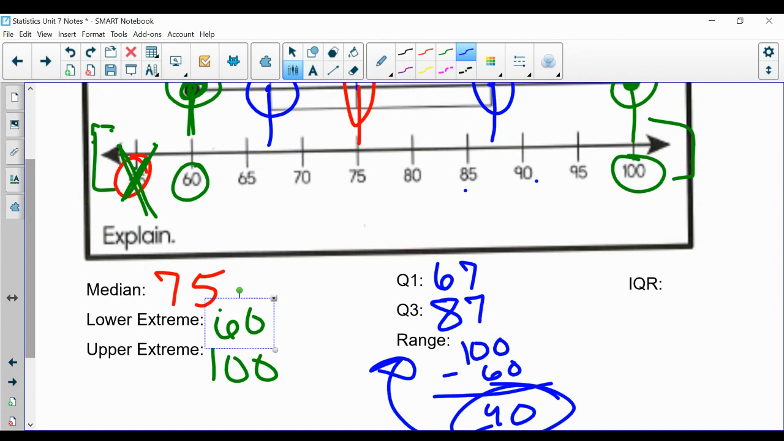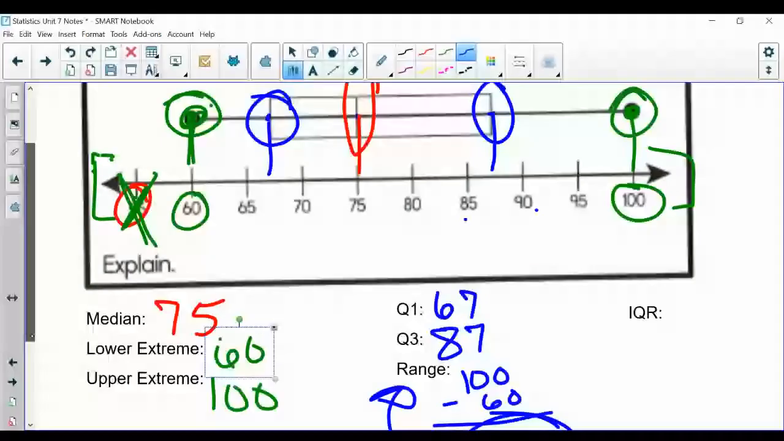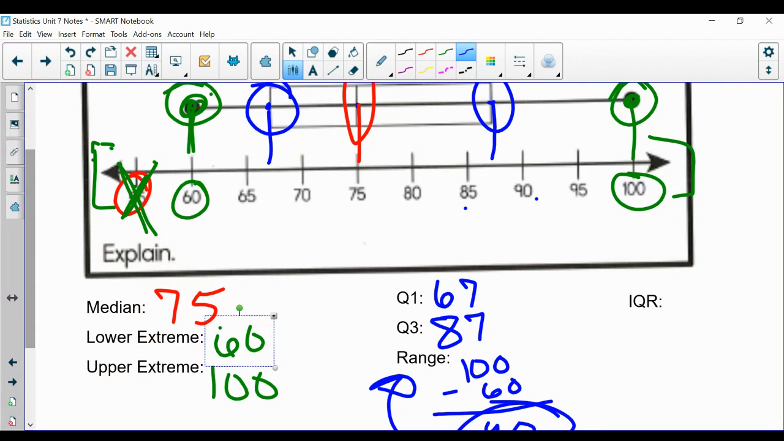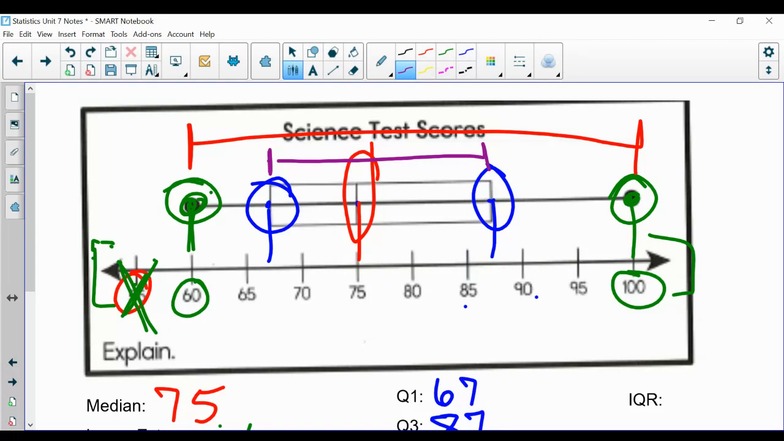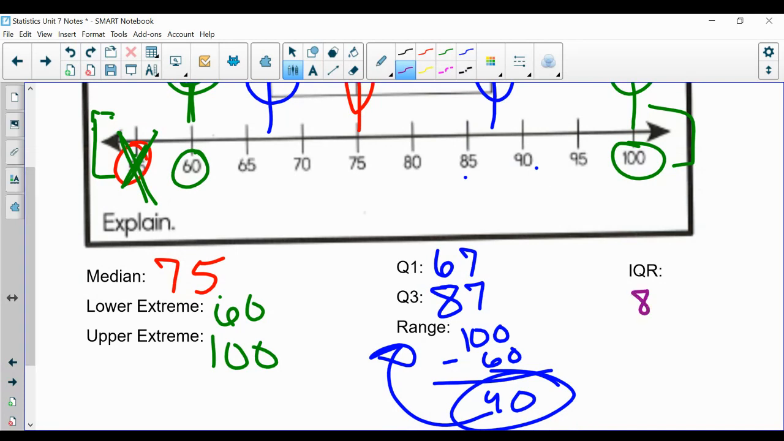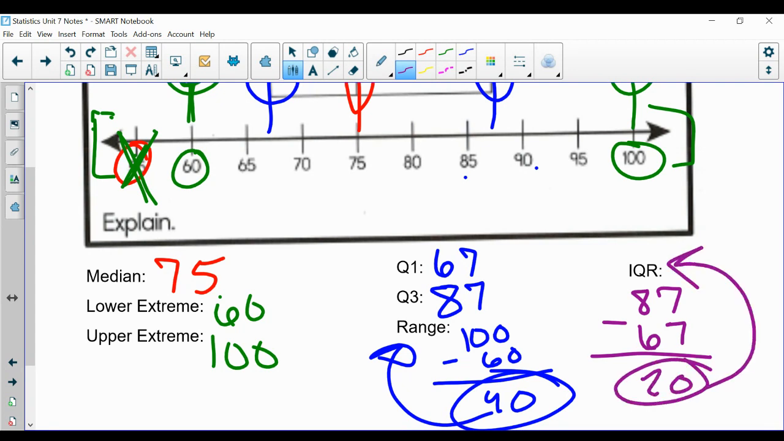Now your IQR, remember that's your interquartile range. Basically the difference between your range and your interquartile range is that your range is seeing how your data set varies from end to end. Okay, how large is my data set overall? So that's what your range is. Your interquartile range is looking at, well, how much does my data set vary within my box? Okay, so we're going to take our Q3 of 87 and subtract it from our Q1 of 67, which is going to give us a final answer of 20. So 20 would be your IQR.